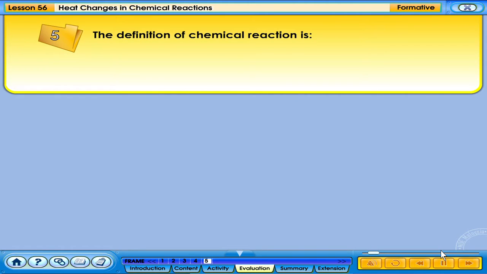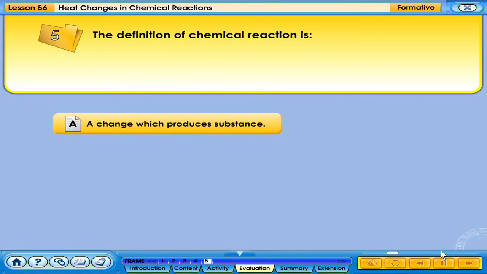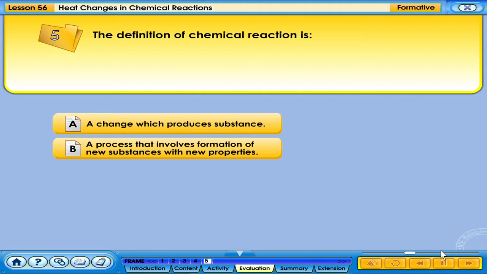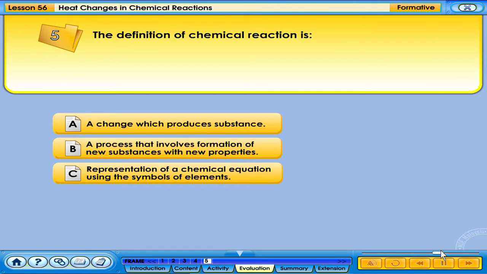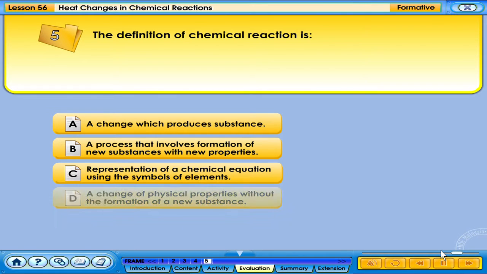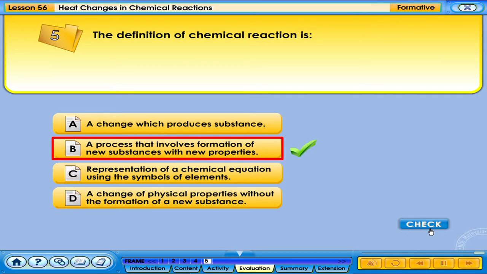5. The definition of chemical reaction is A. A change which produces substance. B. A process that involves formation of new substances with new properties. C. Representation of a chemical equation using the symbols of elements. D. A change of physical properties without the formation of a new substance. Your answer is correct.